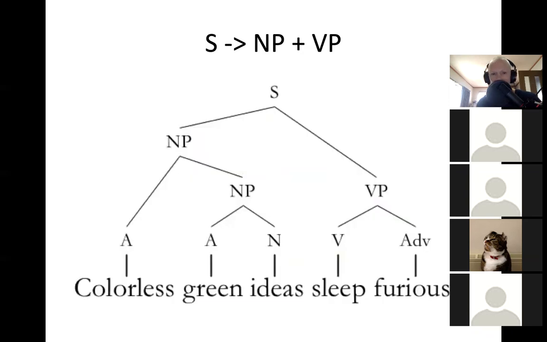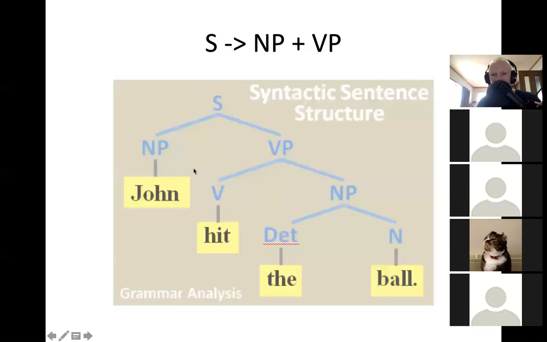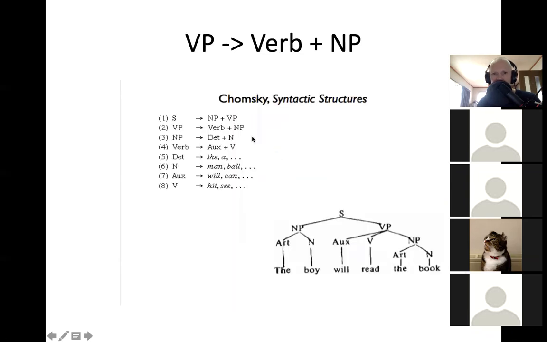Colorless green ideas sleep furiously. Sentence is a noun phrase and a verb phrase. Same thing. John hit the ball. Sentence is a noun phrase and a verb phrase. And a verb phrase is a verb plus NP. This is a bit confusing here. They're using three branches, but we won't do that. Right, we'll do two branches only.